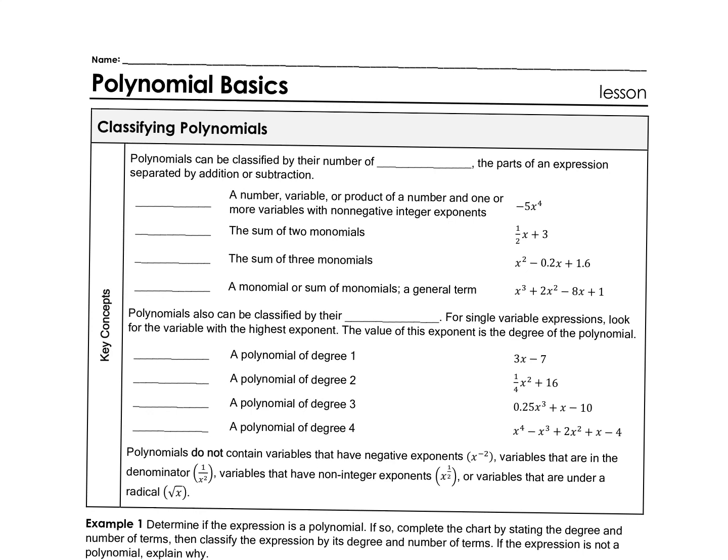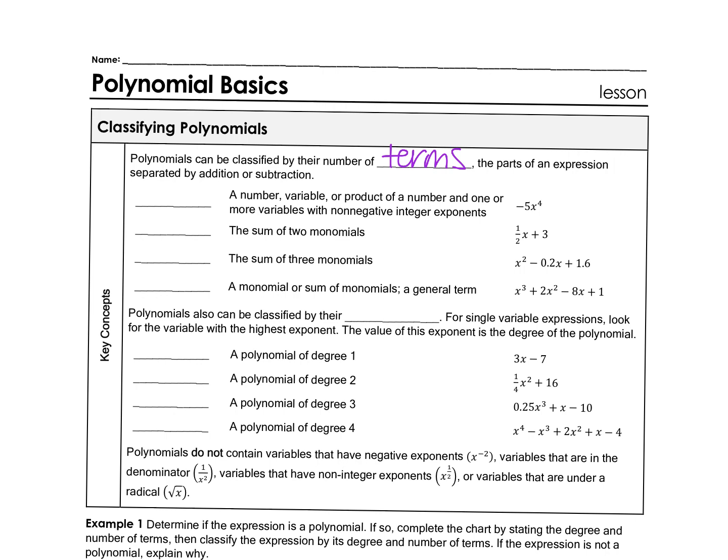Okay, in this lesson we're going to be looking at polynomial basics. You've probably heard the word polynomial before in Algebra 1, so let's review that. Polynomials can be classified by their number of terms, which are the parts of an expression separated by an addition or a subtraction sign.